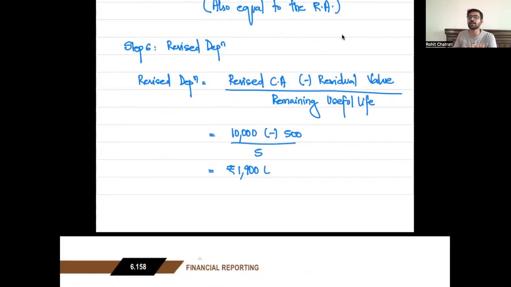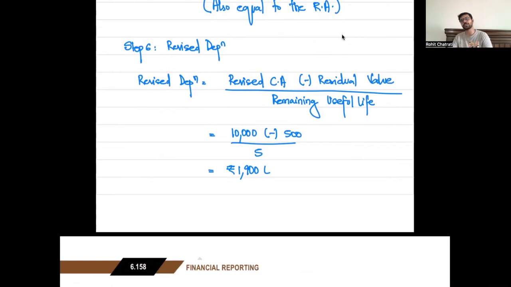The year after that, it will reduce from 8,100 to about 6,200, and that way the asset's carrying amount will keep reducing, and it won't go down to zero at the end of useful life. After 5 years are done, it will go down to 500 lakhs because that is the estimated residual value that we had kept. We are required to charge a depreciation no longer of 2,400 lakhs, but only 1,900 lakhs starting from the next year onwards.